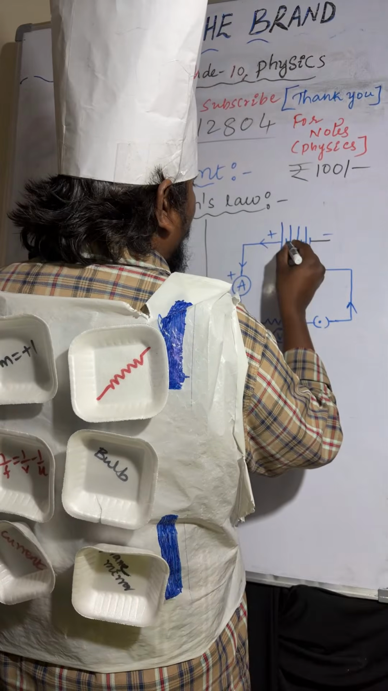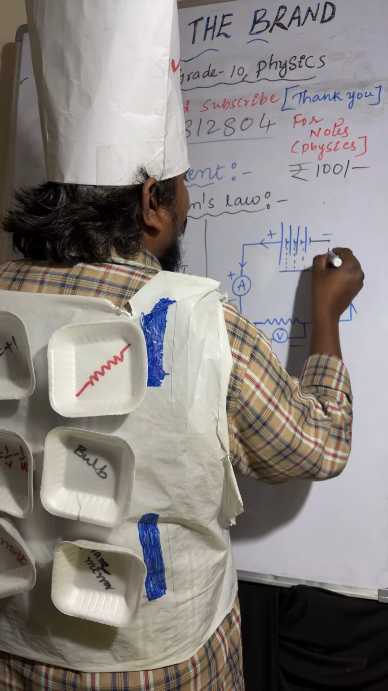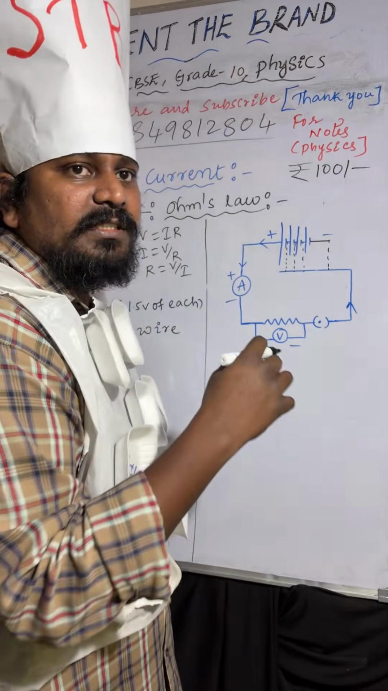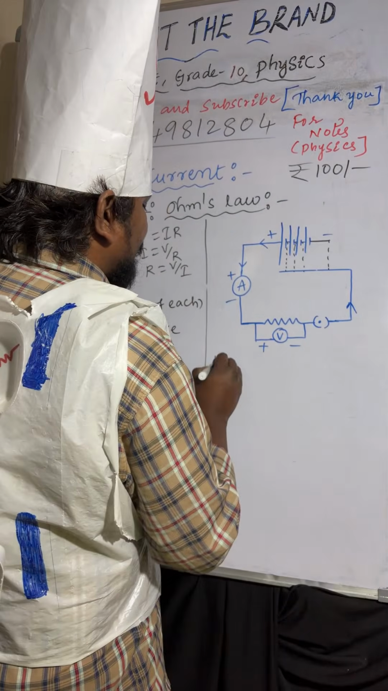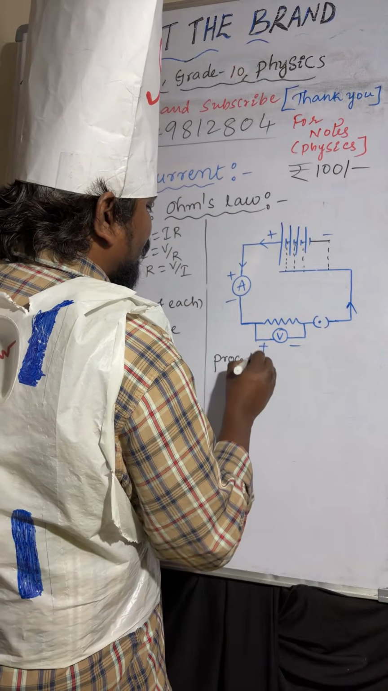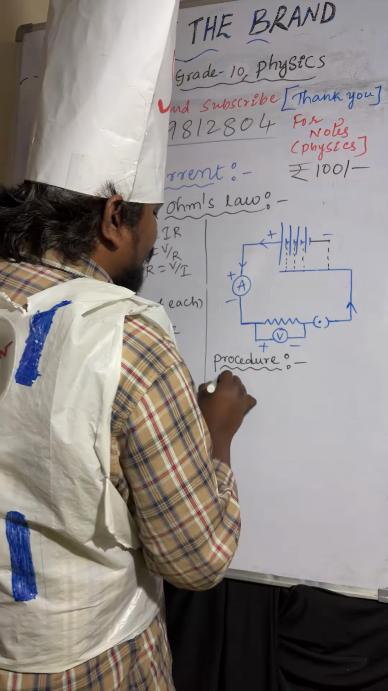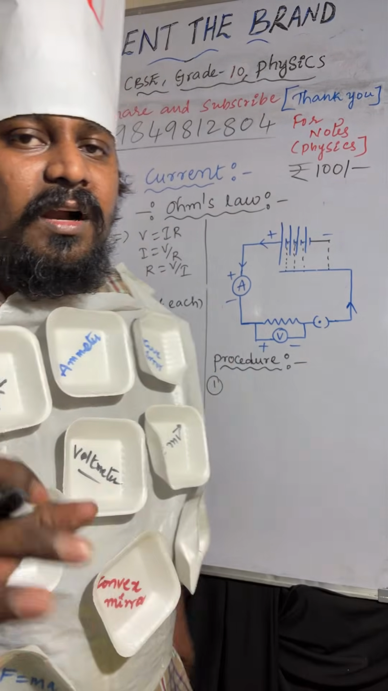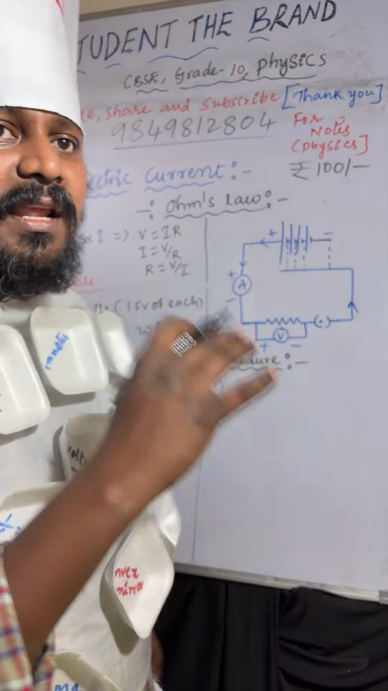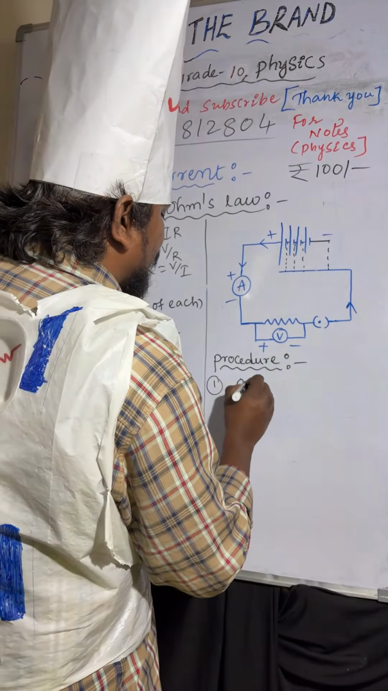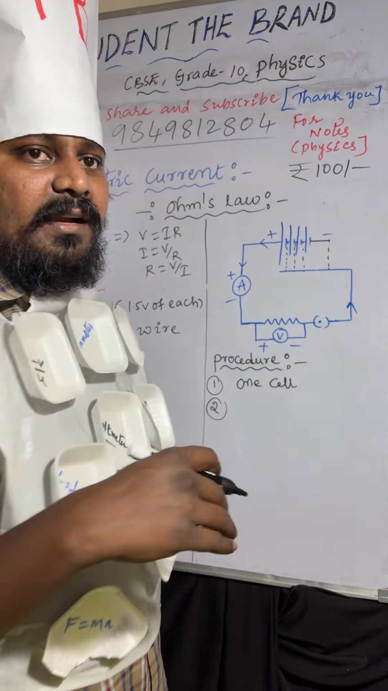So like this, ammeter, current, 2 and 3 and 4. Okay now, 4 cells, 1.5 volts each. Now you can observe the procedure to do. For the first one, you have to connect one cell and note down the reading of ammeter and voltmeter.